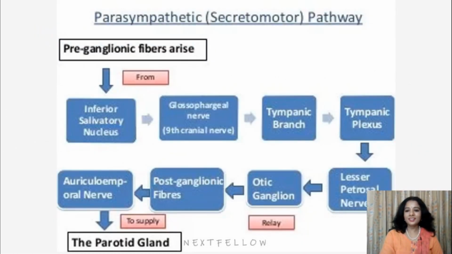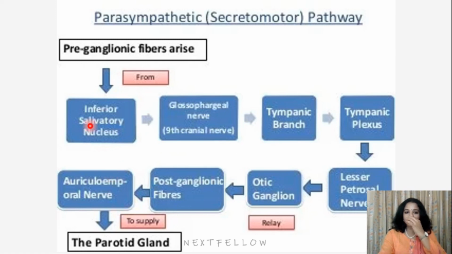Now let us understand the parasympathetic pathway to the parotid gland. The parasympathetic pathway is mainly by a ganglion called the otic ganglion. Otic means it is associated with the ear. It is associated with the external acoustic meatus near the parotid, so that is the reason it is called the otic ganglion. It is present in the infratemporal fossa. This ganglion is functionally related to the glossopharyngeal nerve, but topographically it is present along the mandibular nerve.